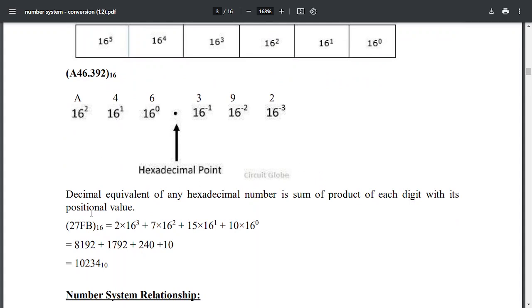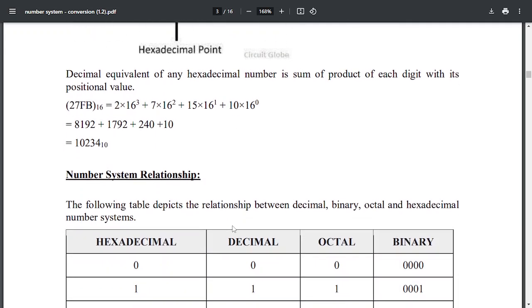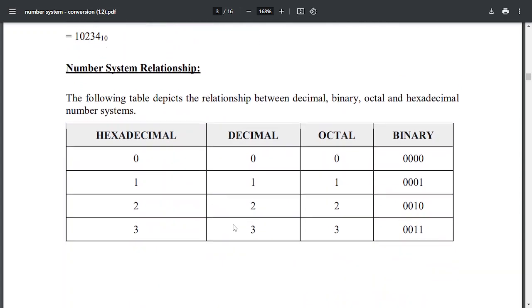For example, if a number is given as 27FB to the base 16, multiply the given number with its positional values to get the decimal equivalent. So these are the different number systems which are frequently used in computers. Let's see the relationship between the numbers.